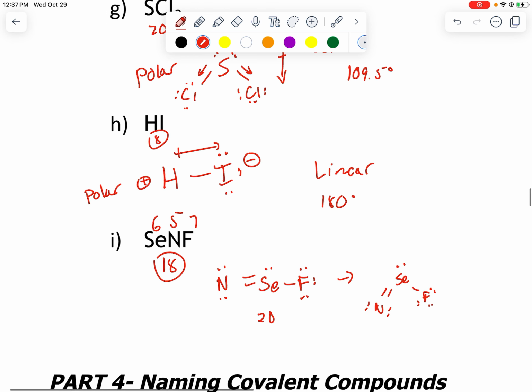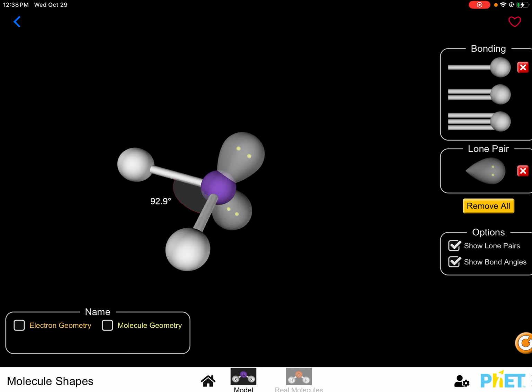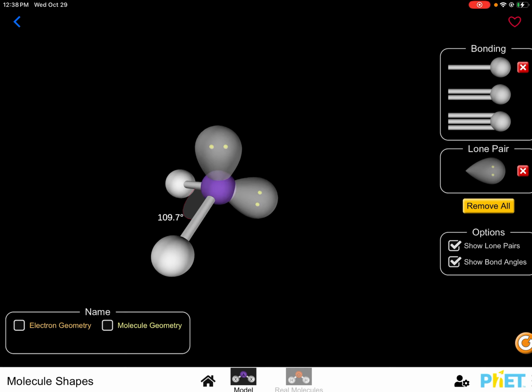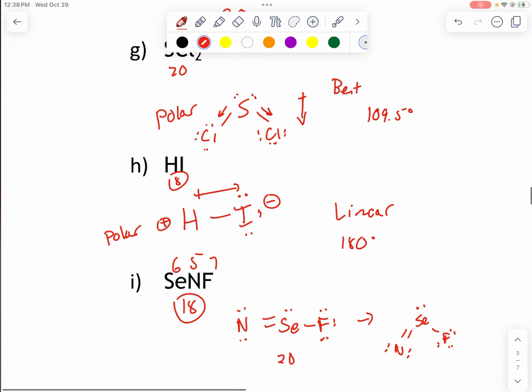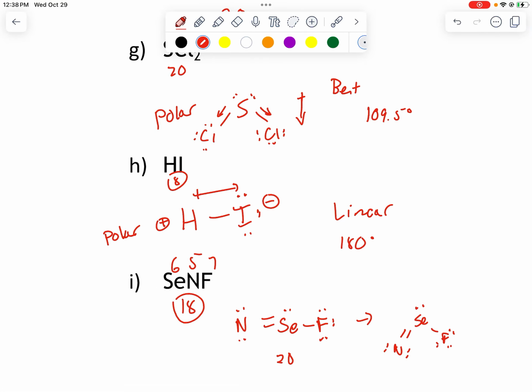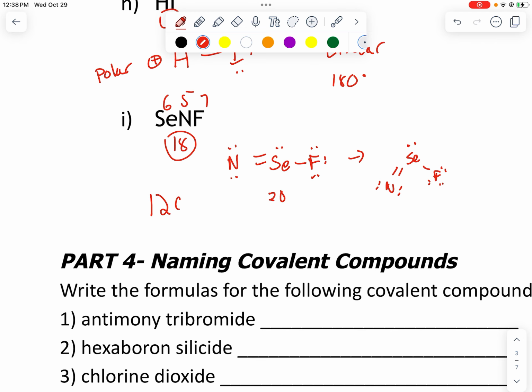Okay, now this is a unique bent because there's only one lone pair. So take a look at the bond angle. This is a bent shape with 2 lone pairs. With 1 lone pair, it's kind of like trigonal planar's bonding angle. So it's 120. So 120 degrees.